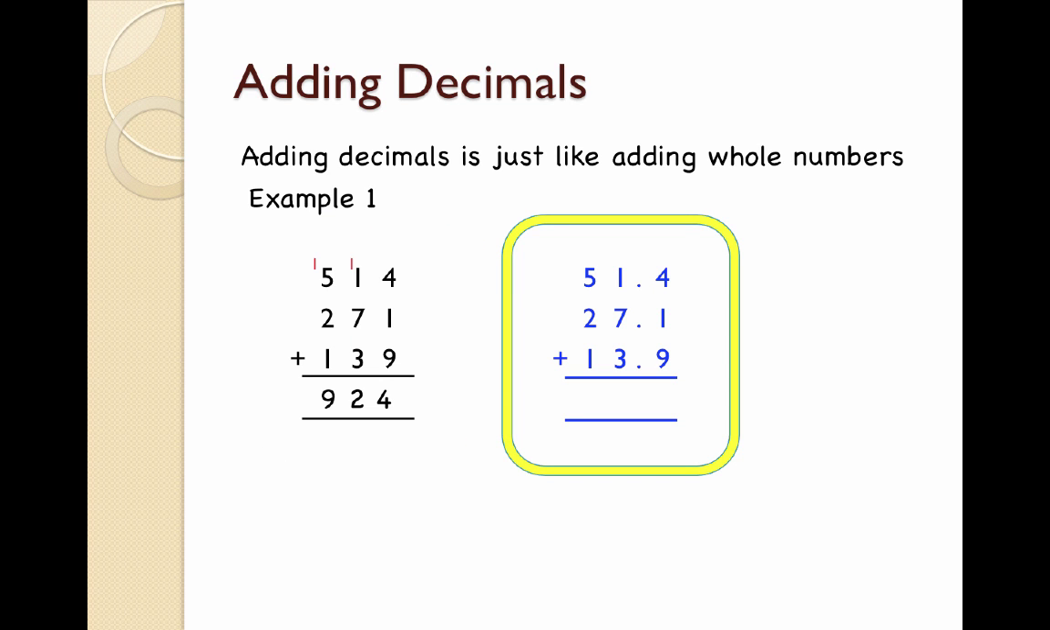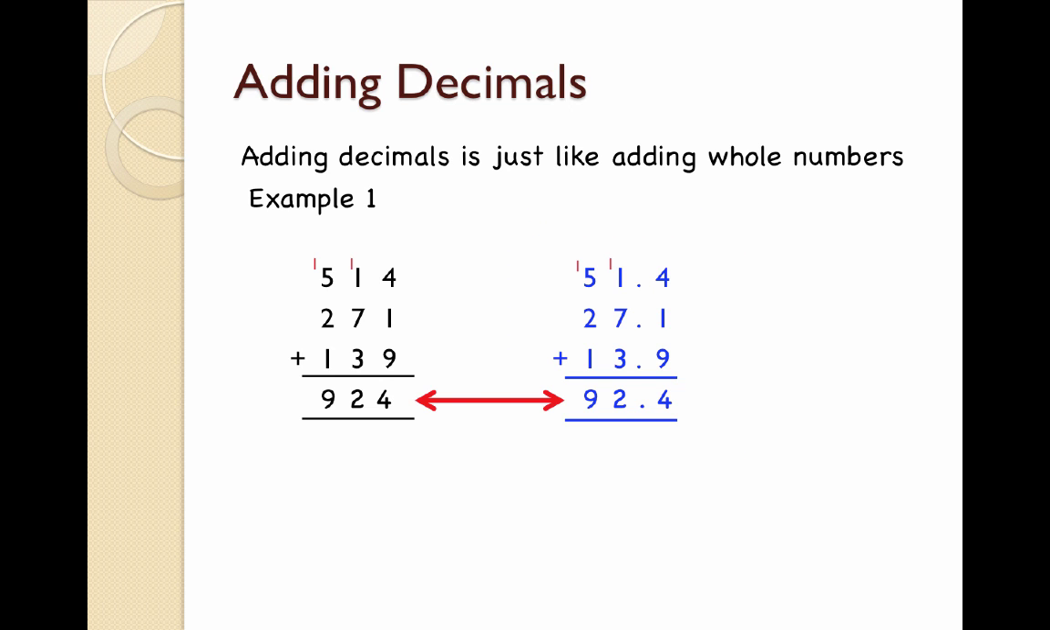Let's take a look at the decimals now. Make sure in your answer that the decimal point lines up with the other decimal points in the question above. Now I'm going to do my first column. 4, 1, and 9 is still 14, so I'm still going to put the 4 down and carry the 1. 1, 1, 7, and 3 is still 12, so I'll write the 2 down and I'll carry the 1. And 1, 5, 2, and 1 is still 9, giving me 92.4.